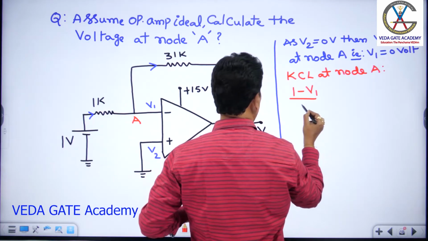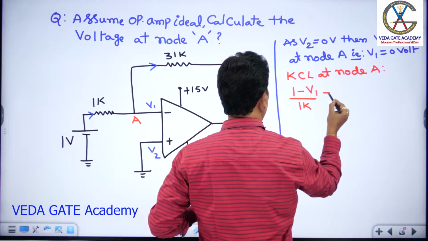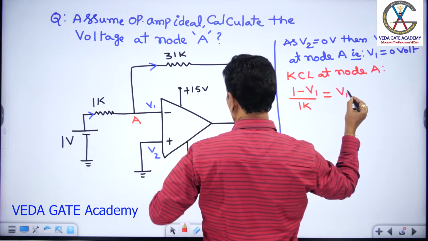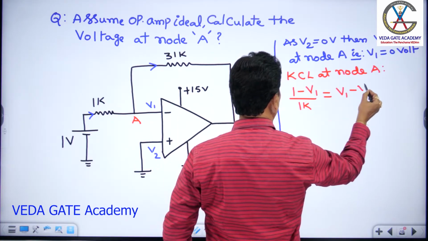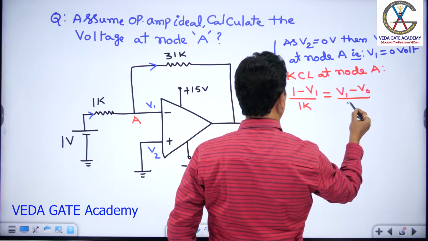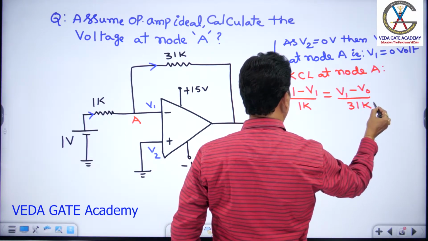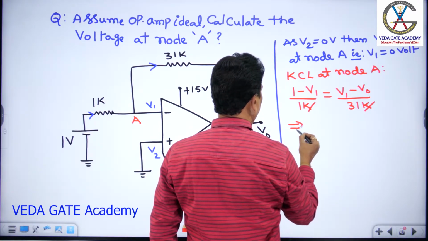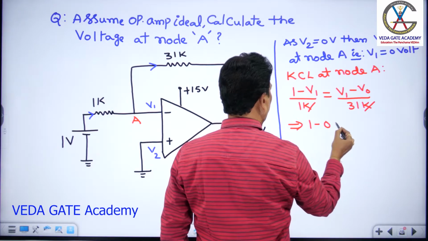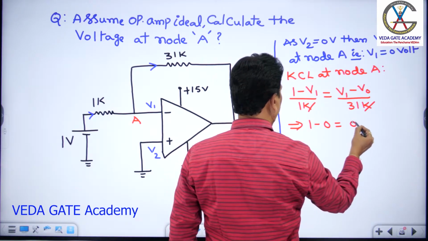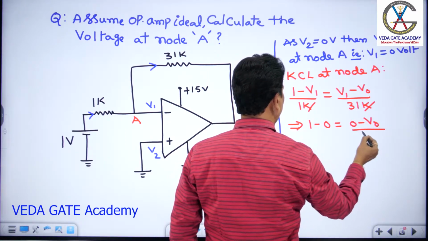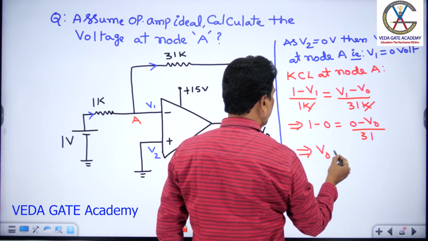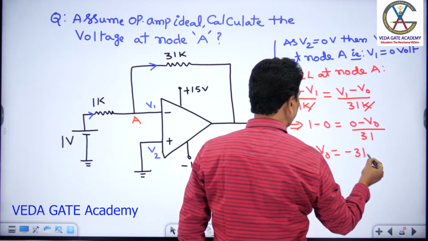1 minus V1 by 1K equals V1 minus V0 by 31K. The K cancels out, and since V1 is 0, this becomes 1 minus 0 equals 0 minus V0 by 31. That implies V0 equals minus 31 volt.